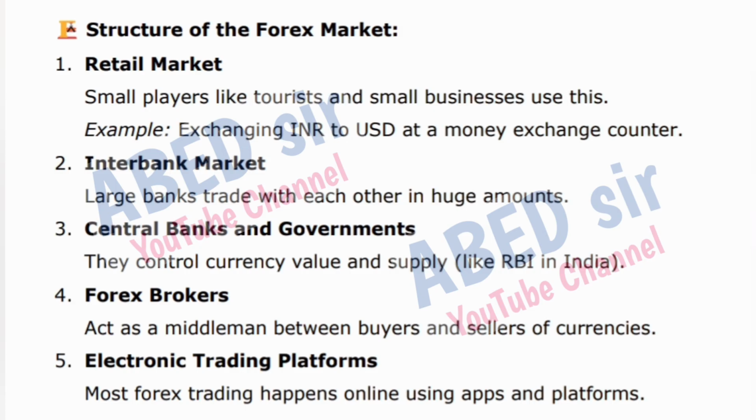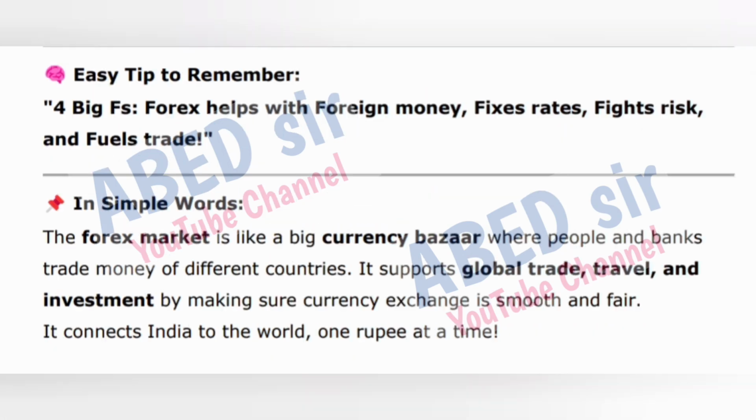3. Central banks and governments. They control currency value and supply, like RBI in India. 4. Forex brokers. Act as a middleman between buyers and sellers of currencies. 5. Electronic trading platforms. Most forex trading happens online using apps and platforms. Easy tip to remember. 4 big F's. Forex helps with foreign money, fixes rates, fights risk, and fuels trade.